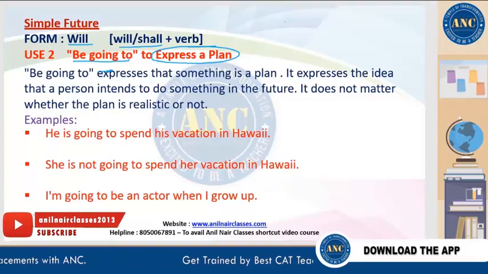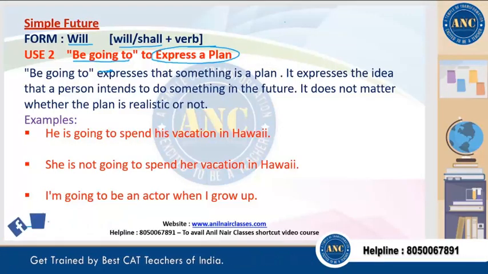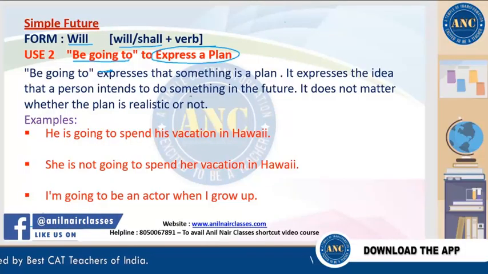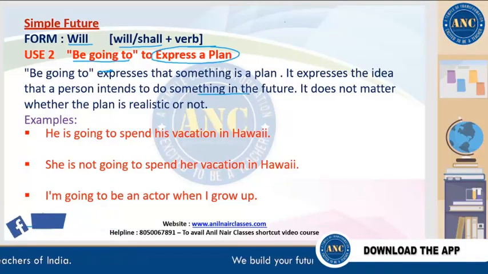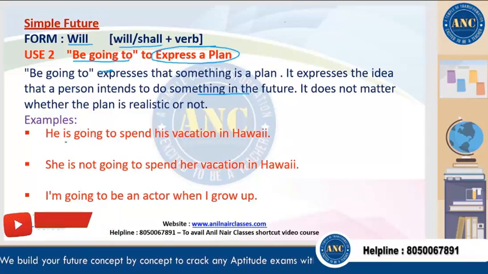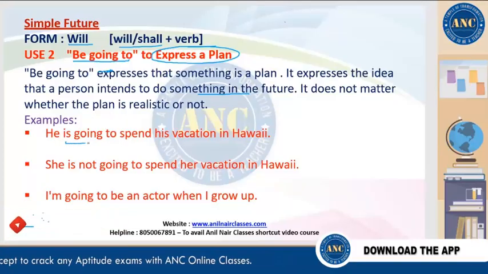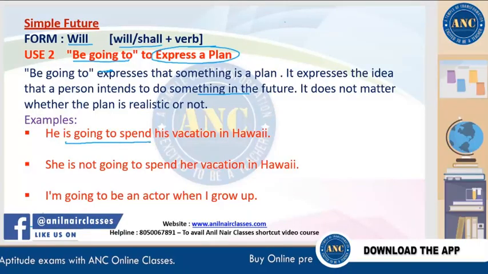So that time you can use be going to, right? Something in the plan. When you are planning something, you will say it. This intends to do something in the future. He made a plan, and it's not necessary that the plan has to be realistic. Like he is going to spend his vacation in Hawaii. So he's not sure, it's not volunteering or something. He is making a plan. He is going to spend.